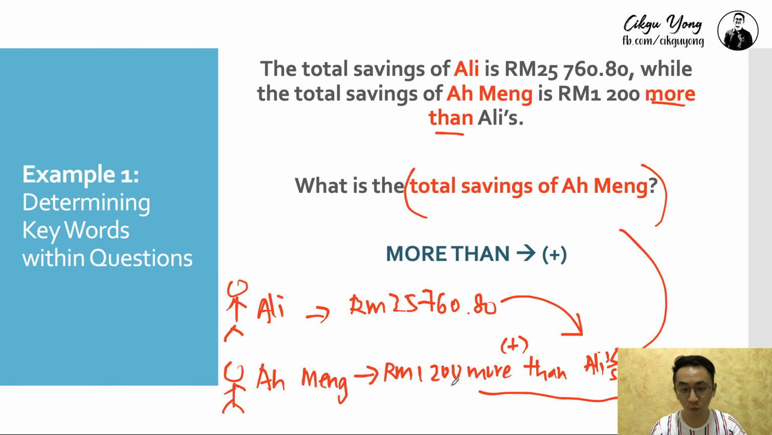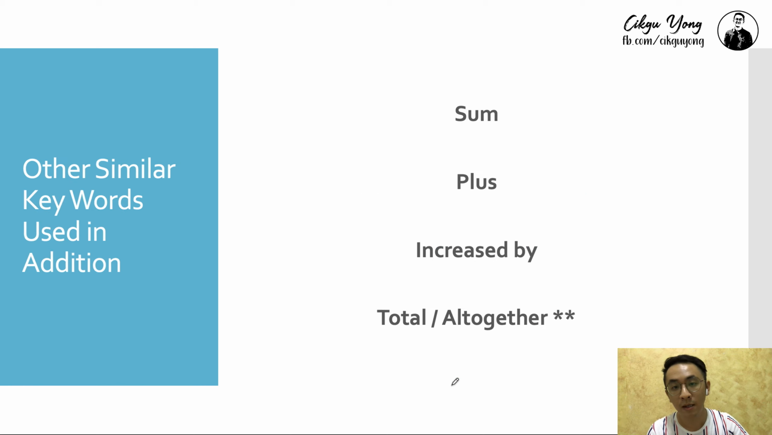So besides the phrase "more than", these are some of the keywords that I often find in questions, whenever you see the word sum or plus or increase by. Sometimes or most of the time, these particular keywords are trying to tell you that addition is the operational sign that you have to use. The plus is the sign that you have to use to get the solution done.